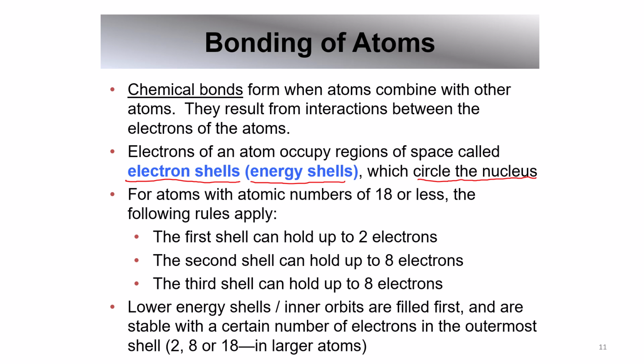Now, for the atoms that we're going to be concerned with, here are the rules. The first shell, meaning the first circle, can hold only up to 2 electrons. The second shell and the third shell, they can have up to 8. We'll do some examples of these.